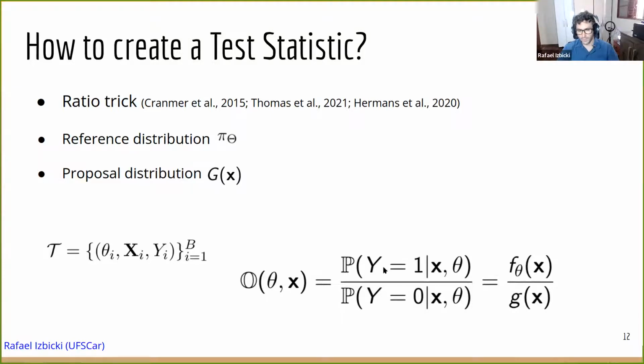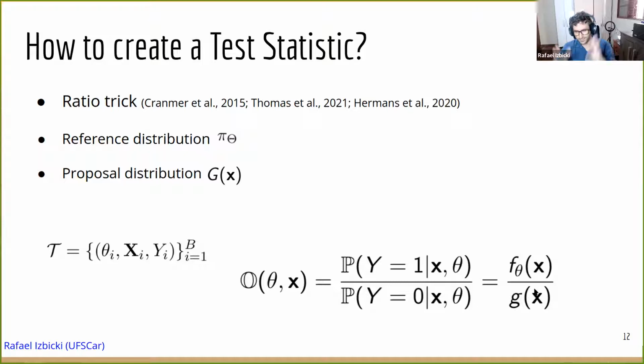So the ratio of these two probabilities, induced by this data generating process, is the ratio of these two densities. And what's interesting about this ratio is that it's just one version of the likelihood function. We usually think of the likelihood function in the continuous case as a density with respect to the Lebesgue measure, but it can be defined with respect to any other measure.